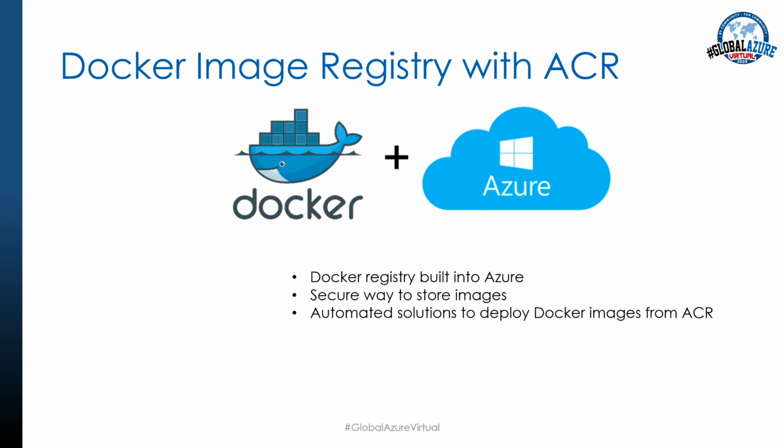The next thing that we'll take a look at is ACR, which is a Docker image registry, very similar to Docker Hub, for example, or maybe if you're storing images in Artifactory, pretty much the same. It's just a place to store your Docker images.